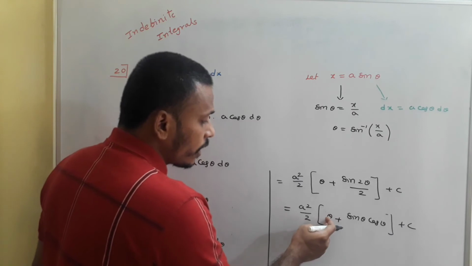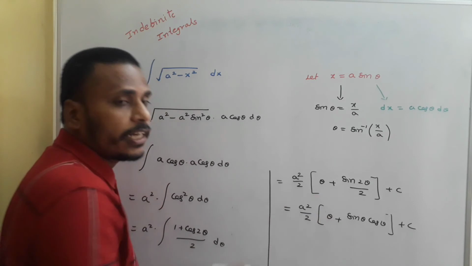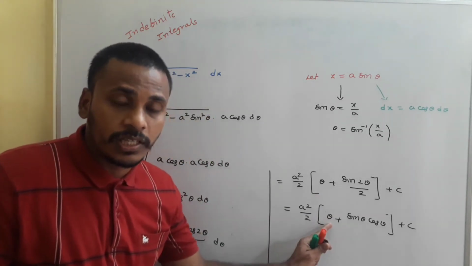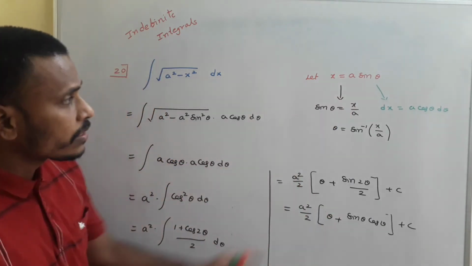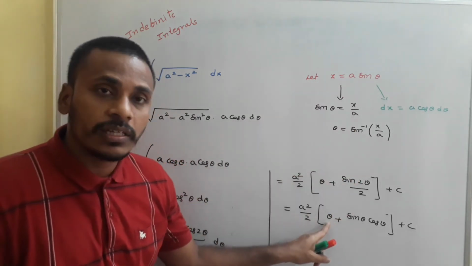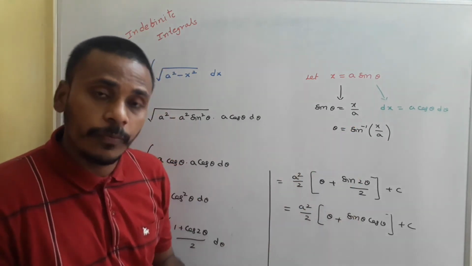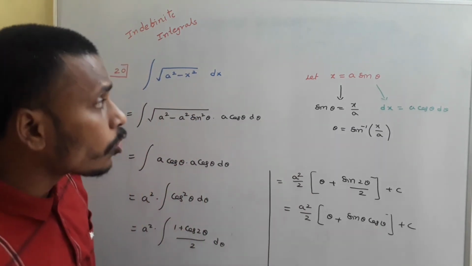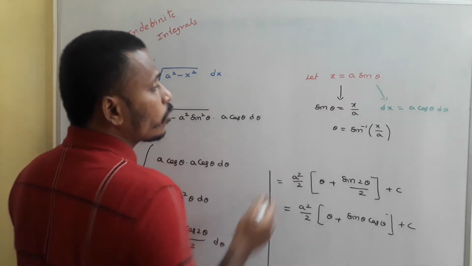Now you just multiply this a square by 2 with these two terms as well. We need to convert at the end. This is actually the answer, but this answer is in terms of theta, but the question is in terms of x. So our task is to convert this result from theta to x using this substitution. Okay, since x is equal to a sin theta, I have theta as sin inverse x by a. So replace theta with sin inverse x by a. And replace sin theta with x by a. Then what can you say about cos theta? You need to calculate cos theta also from this, because sin theta is equal to x by a.